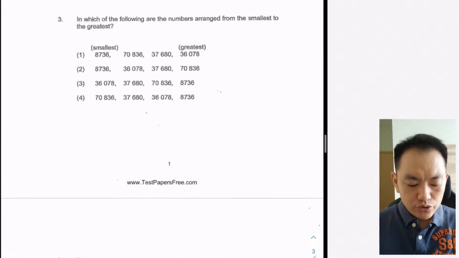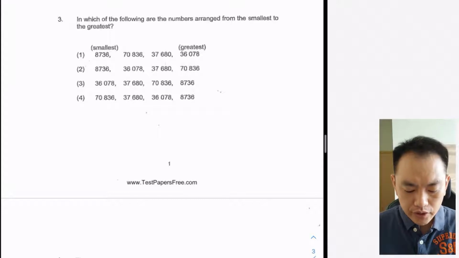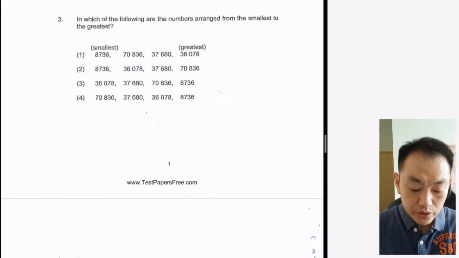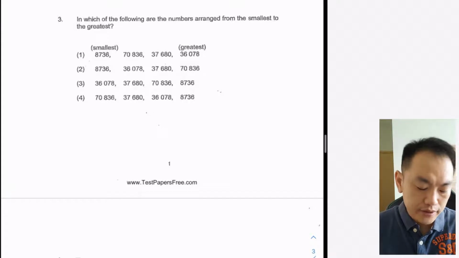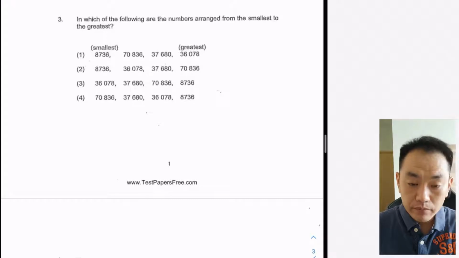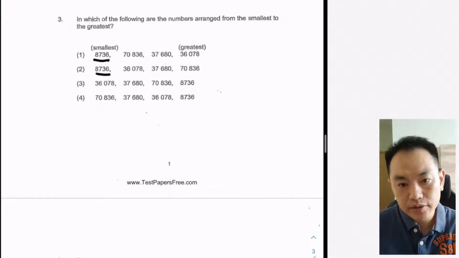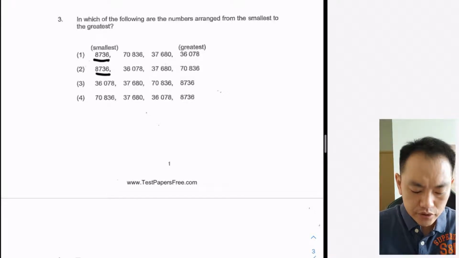Okay. Move on to question 3. In which of the following are the numbers arranged from the smallest to the greatest? Okay, so you can see there are 4 numbers. It's the same numbers in all the options. So 3 of the numbers have 5 digits. 1 of the numbers only has 4 digits. So obviously that will be the smallest number. So 4736 will definitely be the smallest number because it only has 4 digits.